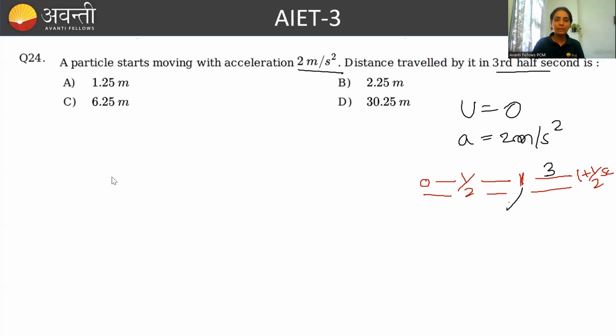So just try to see what is the velocity of particle at 1 second. So v equal to what? u plus at. a is equal to what? a is equal to 2.